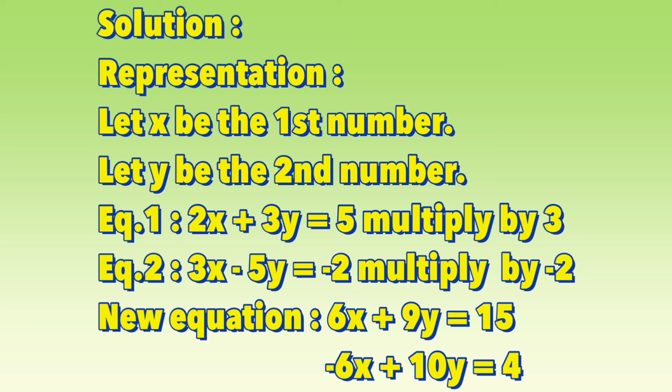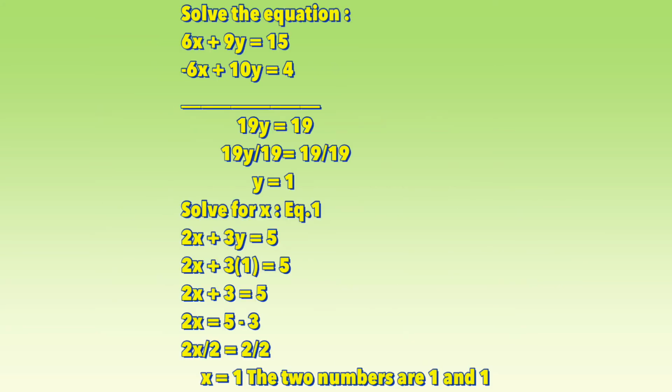positive 4. So we have to solve now the equations by the elimination method, because we can eliminate now the term 6x. We eliminate the term 6x by addition. Then we're going to add 9y plus 10y equals 19y. Then 15 plus 4 equals 19. Then we're going to solve for y, so we're going to divide both sides by 19. So y equals 1.